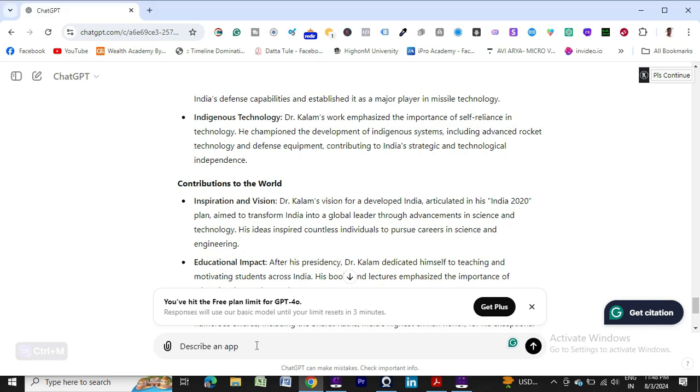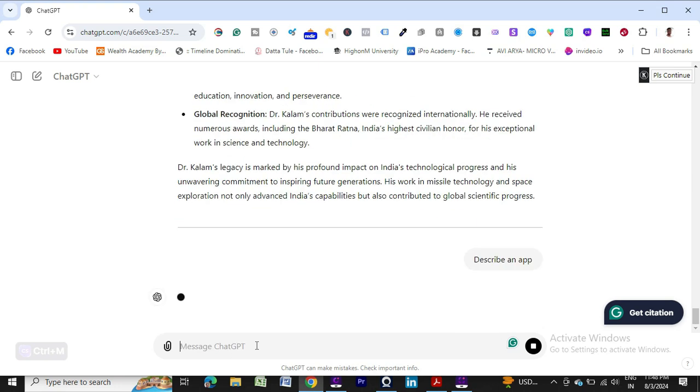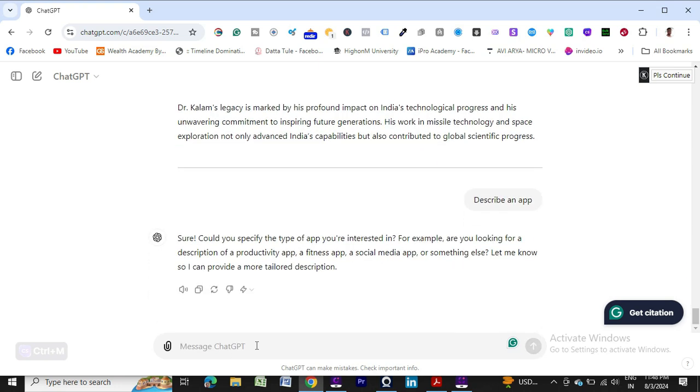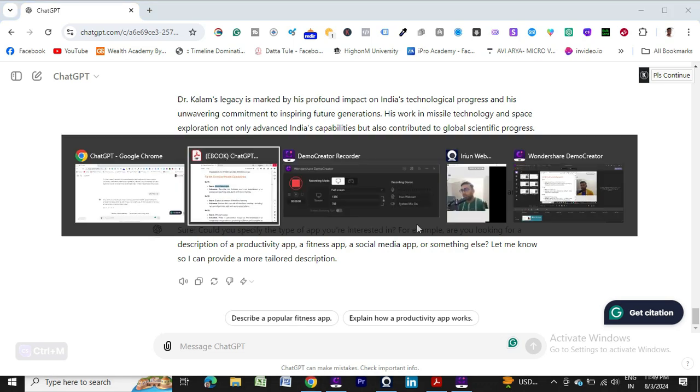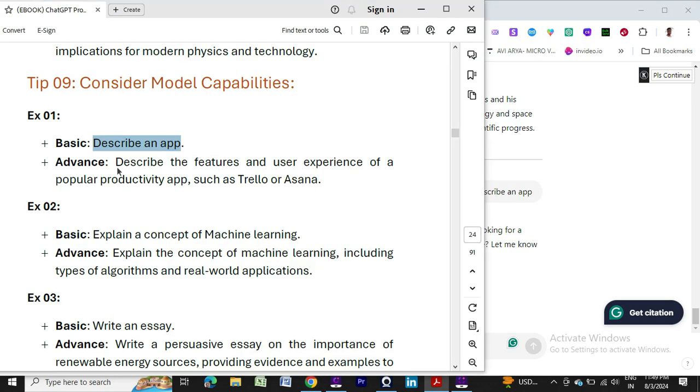Okay, so I am asking ChatGPT to describe an app. It will provide me a random application, and oh, it did not provide. It was saying, sure, could you please specify the type of app you are interested in? For example, are you looking for a productivity app, fitness app, social media app, or something else? So it is asking me to provide detailed information. Okay, so it could not provide me the response.